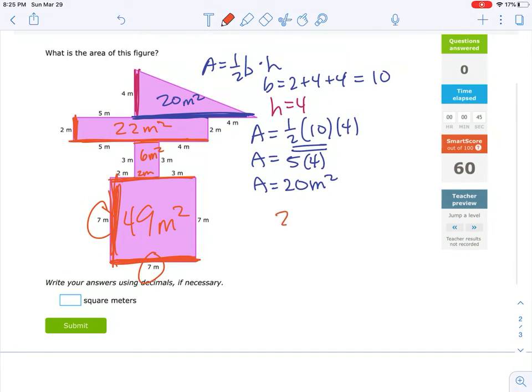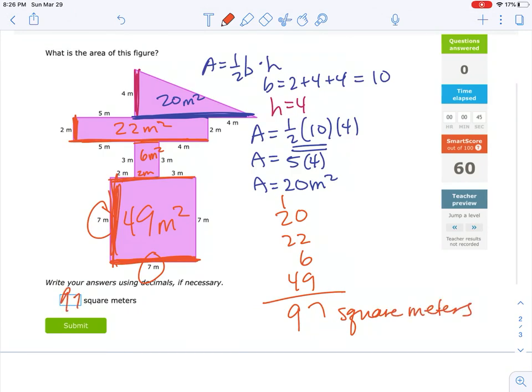Then we need to add these 4 together. 20 plus 22 plus 6 plus 49. 2 plus 6 is 8, plus 9 is 17. 2 and 2 make 4, and 1 make 5, and 4 make 9. 97 square meters.